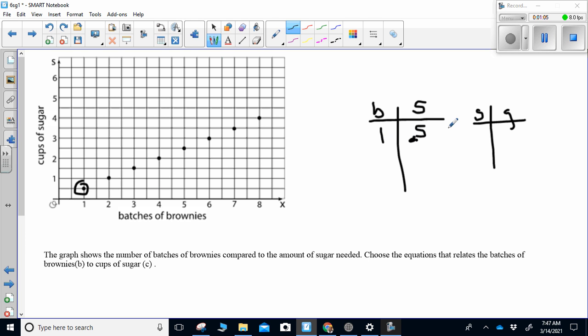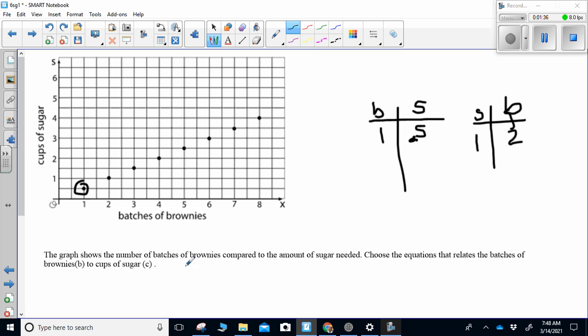Okay, so 0.5. All right, but let's talk about sugar to brownies. So if I went up to 1 sugar, it's going to make 2 batches of brownies. This should be a B right here. So if I did 1 sugar, it would make 2 batches of brownies. So if I make 1 batch of brownies, I need a 1/2 cup of sugar. To make 2 batches of brownies, I'm going to need 1 cup of sugar. So now I've got my unit rates.